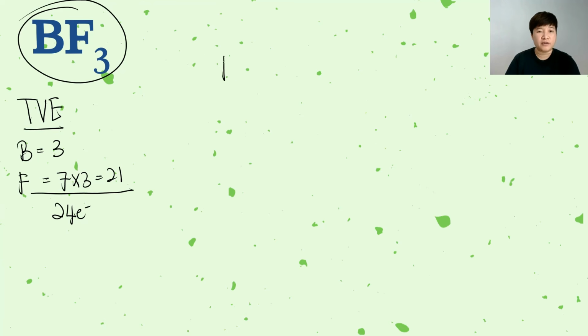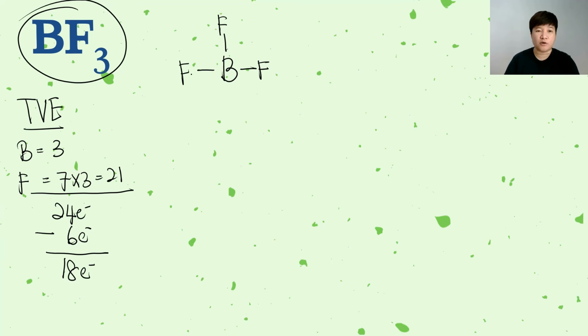So I'll start off with my BF3 in a skeletal structure and single bonds. 3 single bonds minus 6 electrons, and 18 electrons left. So 18 electrons left over here. The next step, after you have your skeletal structure and you minus out the single bond electrons, we will try to octet all your terminal atoms.